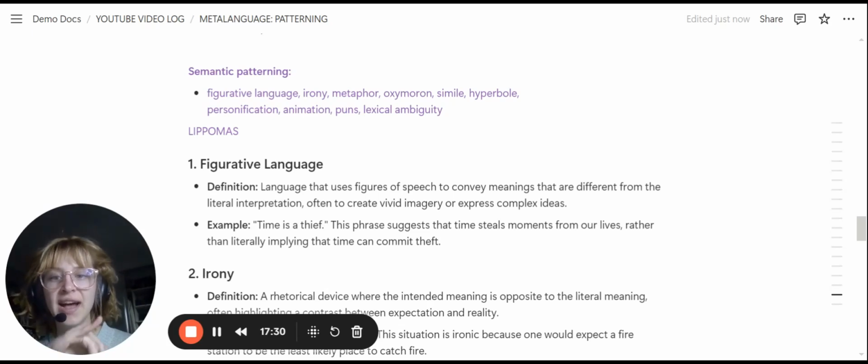So we've got lexical ambiguity, irony, personification, pun, metaphor, oxymoron. Wait, sorry. Personification, pun, oxymoron, metaphor, animation, simile.